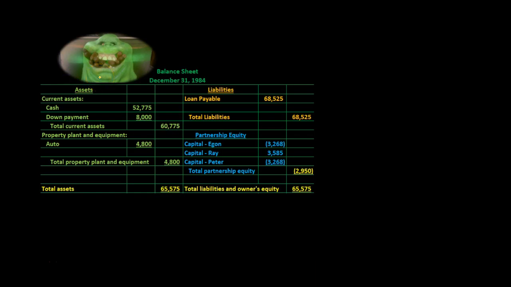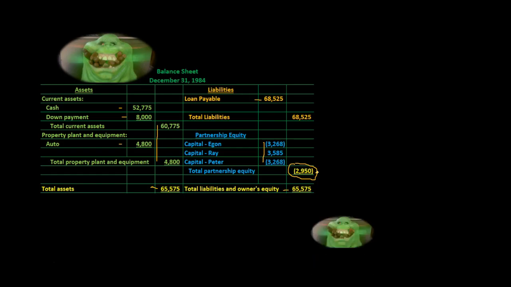So that means that as of now, our Slimer balance sheet has cash of $52,775. It's got the down payment here for the building. It's got property, plant, and equipment of the auto. Notice we're going to break out the property, plant, and equipment separate from the current assets because this is a more long-term asset. If we add these two up, the current assets and the long-term assets, we get to the total assets of $65,575. We've got our liabilities still on the books of $68,525, and we've got our total equity here of $2,950. We'll talk about how that is broken out in a second, but for now we want to note that the total assets equal the total liabilities and equity.